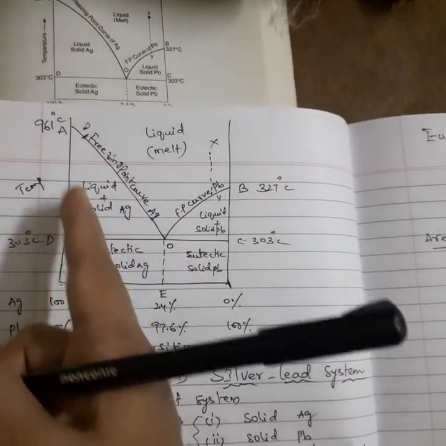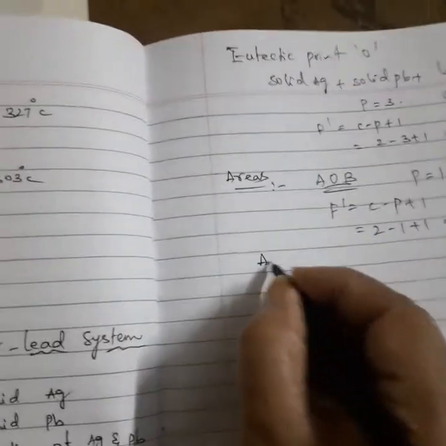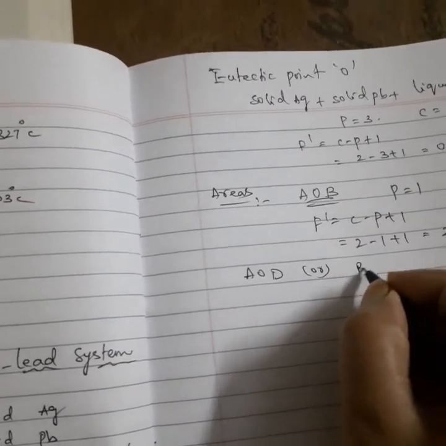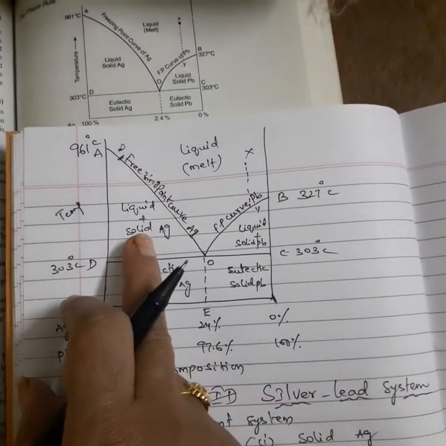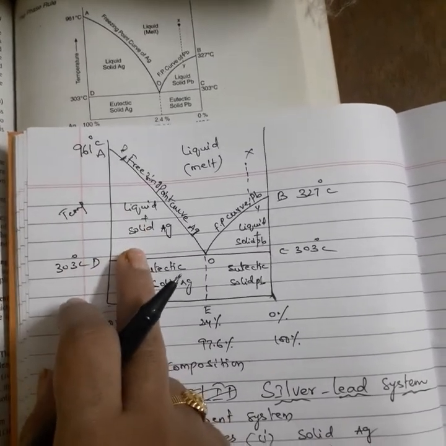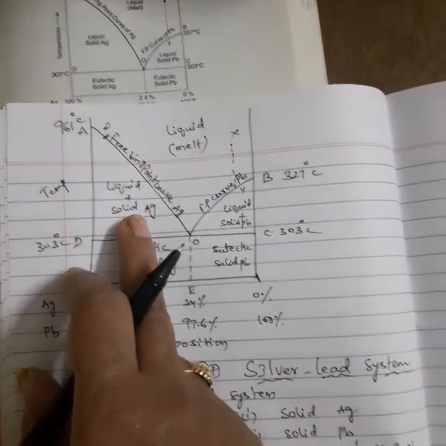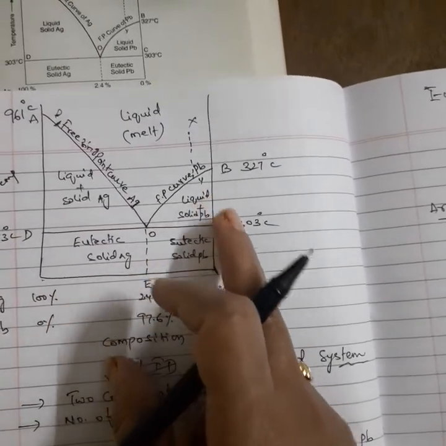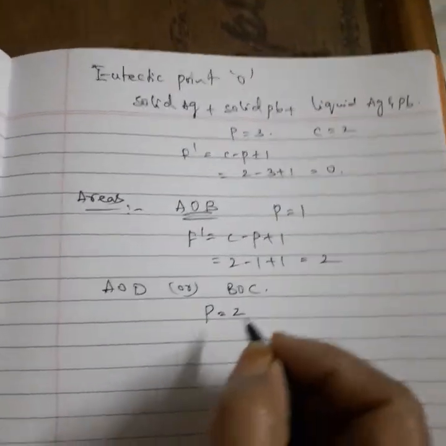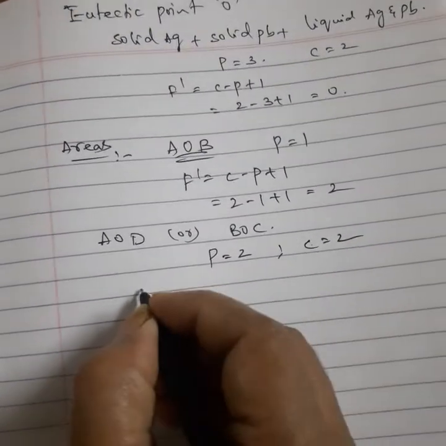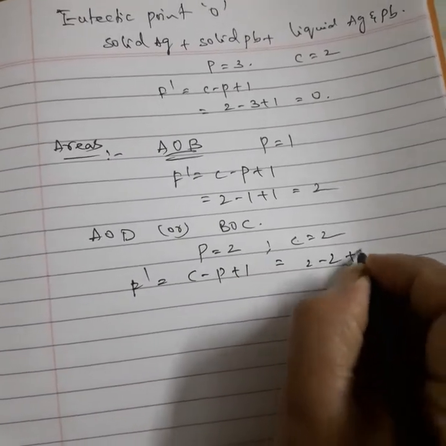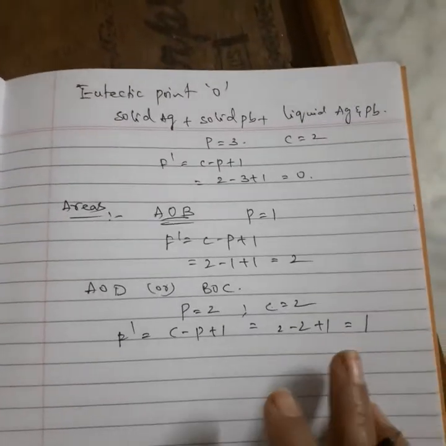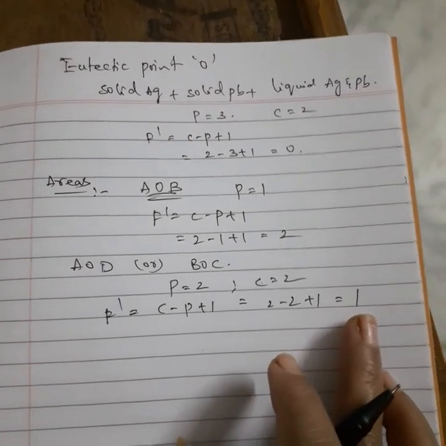Now we will see another region, that is AOD or BOC. Both AOD, BOC. Here 2 phases exist together: the liquid form of these 2 metals and solid form of silver, or the liquid form of these 2 metals and solid form of lead. So how many phases exist? 2 phases exist. Components are 2. So F dash is equal to C minus P plus 1, that is 2 minus 2 plus 1, that is what? 1. That is, the number of degrees of freedom is 1.